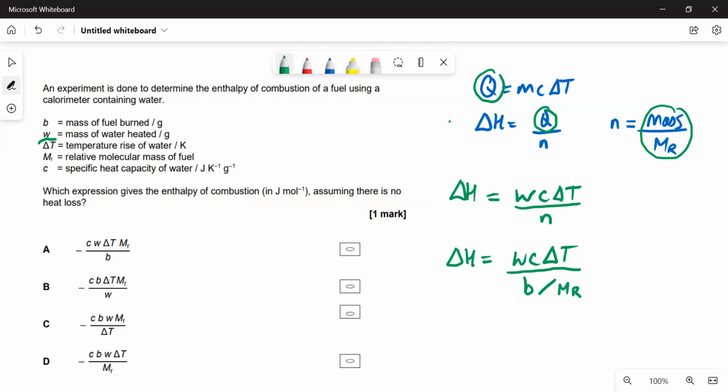What happens is that Mr comes up onto the top line. And finally, we need to remember that this is an exothermic reaction, so we need to put a negative sign in there. So which one is it then? They put them all in a different order, but you can see the only one that's dividing by B is A, and that is correct. So A is the right answer there. And that is the end of the paper.